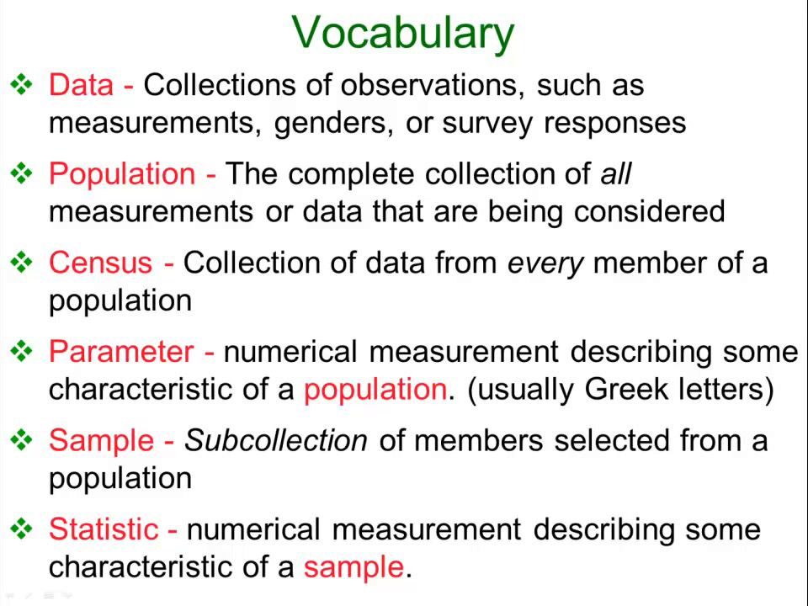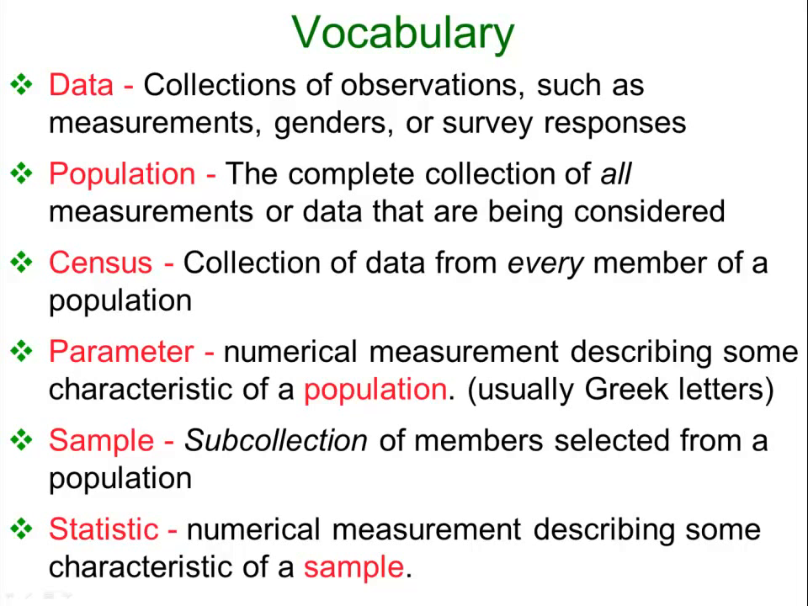A census happens when you get data from every single item in your population. Very rare. And even a real census like the one that we take every 10 years in the United States isn't a true census because we don't actually get data from every single person.